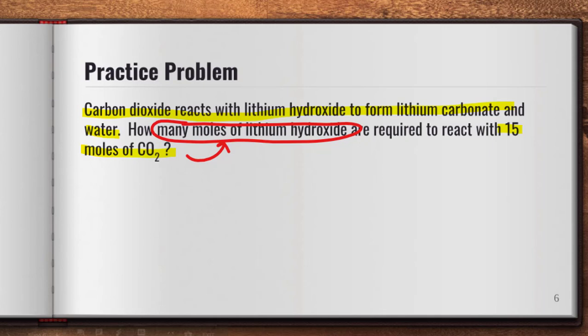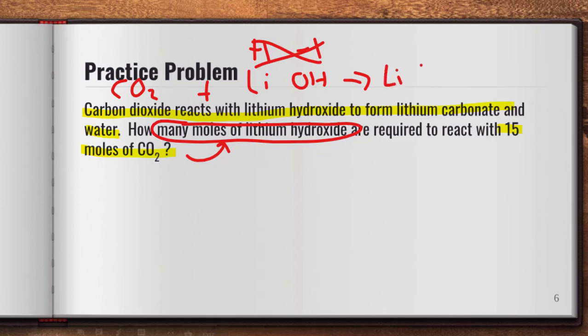So we have carbon dioxide, which is CO2, reacts with lithium hydroxide. We need to make sure I write our formulas correctly. Lithium has a +1 charge, hydroxide -1, so we're good there, to form lithium carbonate. And again, make sure to indicate your charges. So it's going to be Li2CO3 and water, H2O. All right. So if I take a look here, we have our formula.